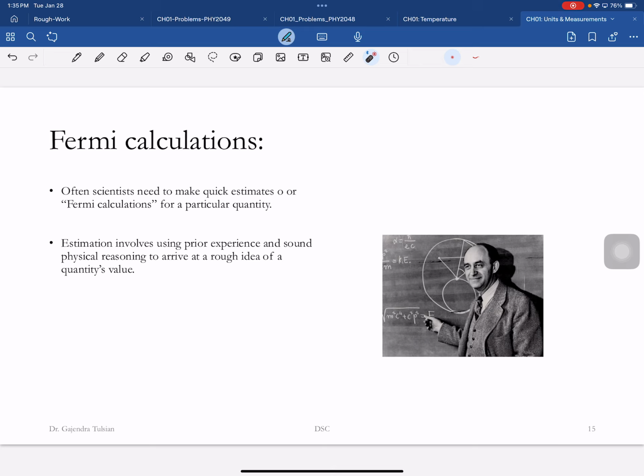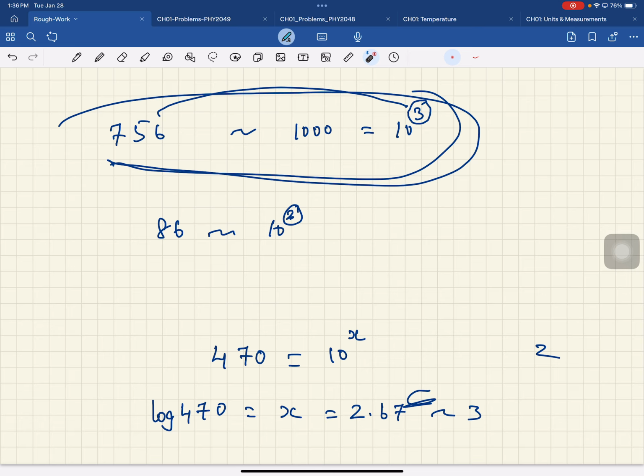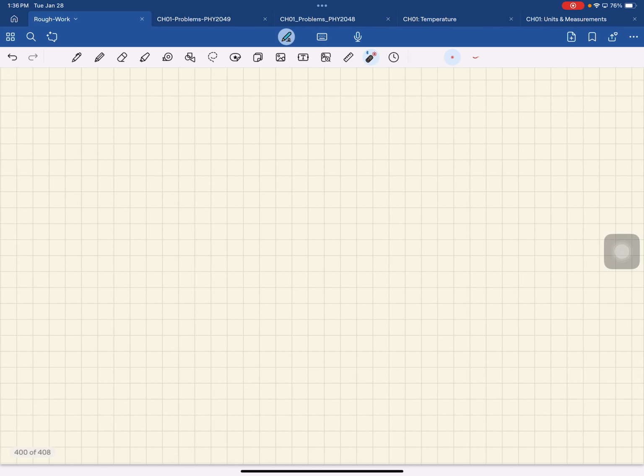Let's say how many burgers are sold in a year in Florida, or how many liters of water are drunk in the US a year. What do you want to calculate? Or how many pounds of food are eaten by people in the world in a year? Okay, how about we do that? We'll calculate how many kilograms of food are eaten by people in a year in the world.